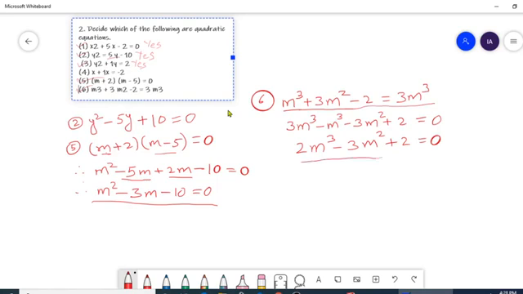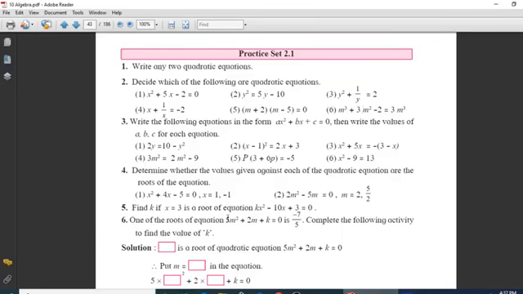As you can observe, in this equation the highest degree is 3, but for being a quadratic equation, the highest degree should be square. So you can say this is not a quadratic equation because the highest degree is more than 2, or greater than 2. So we are done with question number 2.